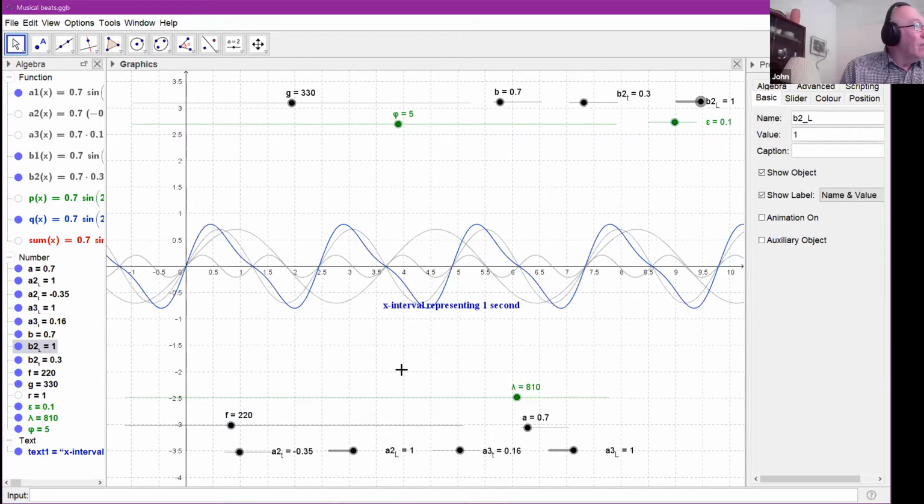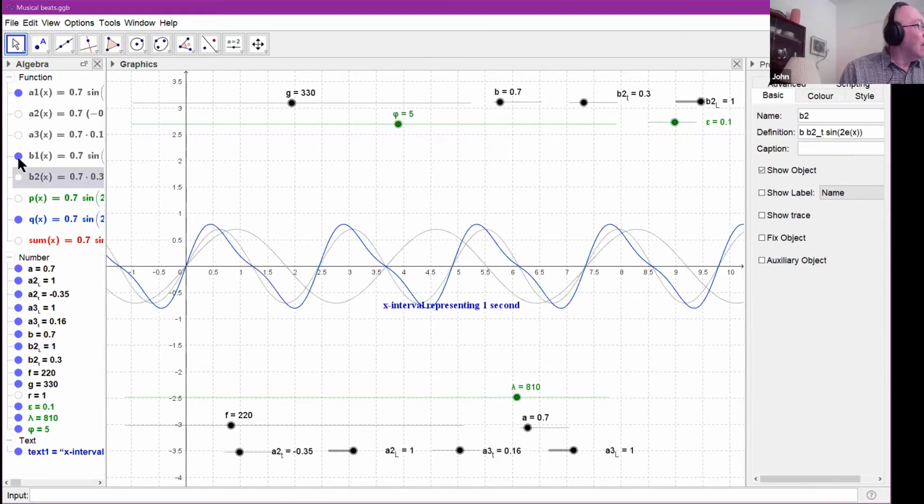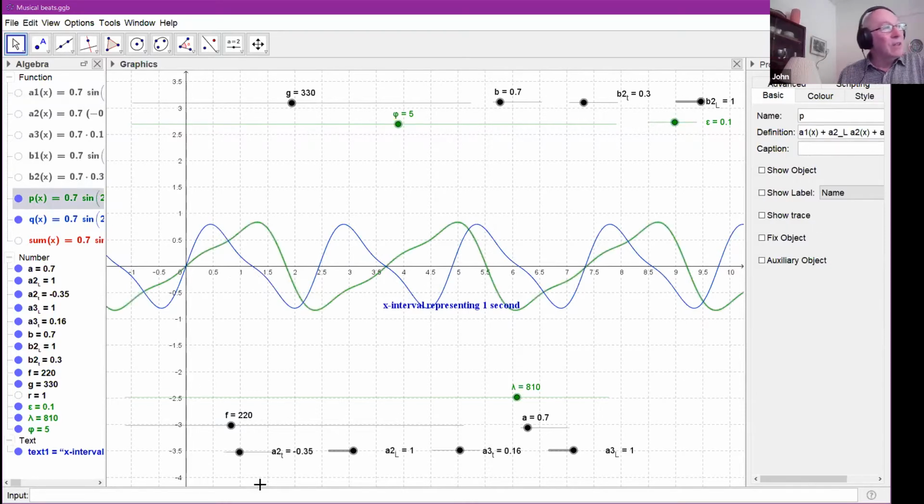What happens if I sound these two notes simultaneously? This is the A, the green one is the A, and the blue one is the E above it, which is exactly what you do when you want to tune it. You put down the A and the E and pull the tuning key until it's right. Right, now let's sum them together.